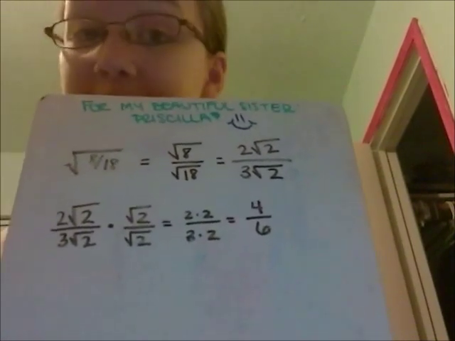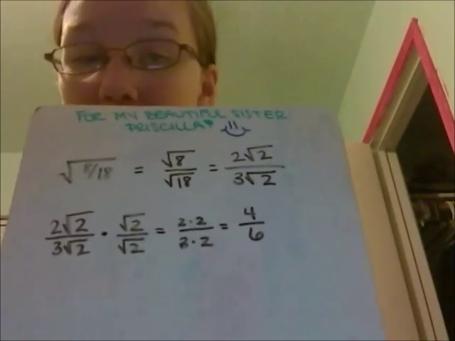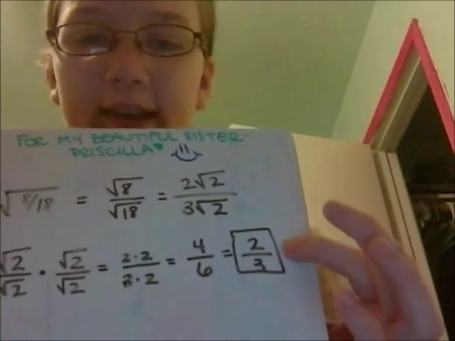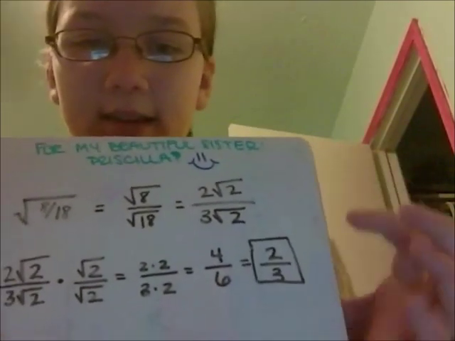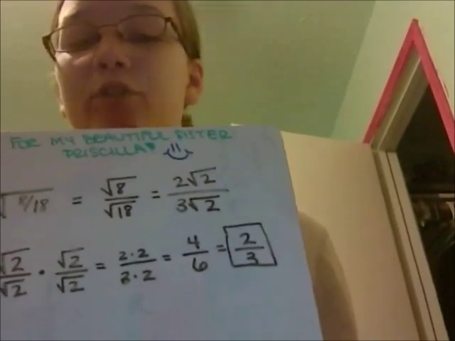But this can still be simplified, because we both know that 4 and 6 have a common factor, which is 2. So divide by 2 on both sides. 4 divided by 2 is 2. 6 divided by 2 is 3. And I get my answer as 2/3, right here. Now you may be saying, hey, look at this and look at this. That's 2/3. That's 2/3. And that leads me to the second answer.